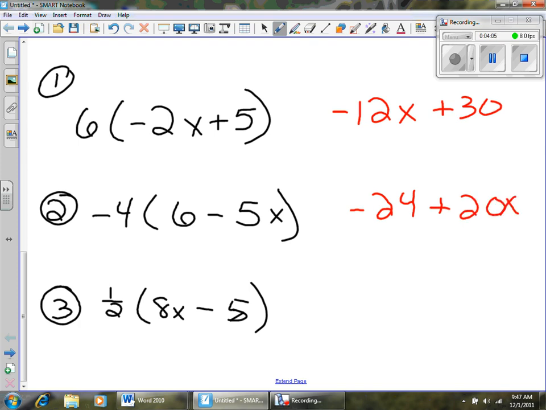The third one, some of you go, I don't know how to multiply by fractions. What you just told me was you don't know how to take 1/2 of 8. I'll bet you know what 1/2 of 8 is. I'll bet you know that 1/2 of 8x is 4x. You just multiply by a fraction. Look at how amazing that is. Then, do you know what 1/2 of 5 is?